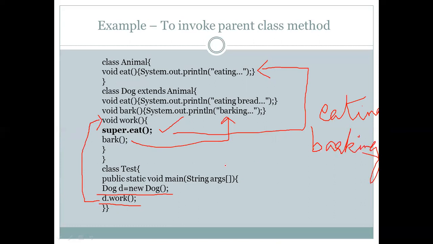So here the super.eat invokes the parent class method. If instead of saying super.eat, I had given only eat, then this eat would invoke the eat method of dog. So I hope you are able to understand how super is used to invoke the parent class method. Now coming to the last usage, the last example, where we are going to see how super is used to invoke the parent class constructor.